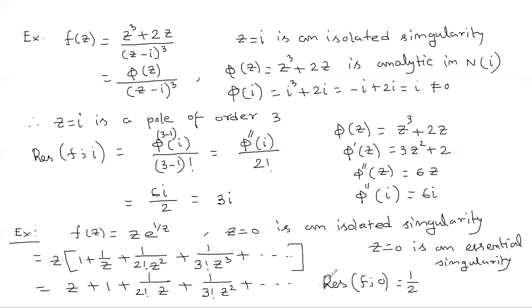So whenever we have a removable singularity, there the residue is always 0. If we have an essential kind of singularity, to compute the residue, we always have to expand the function in a Laurent series expansion, and we have to identify the coefficient of 1 by z minus z0.